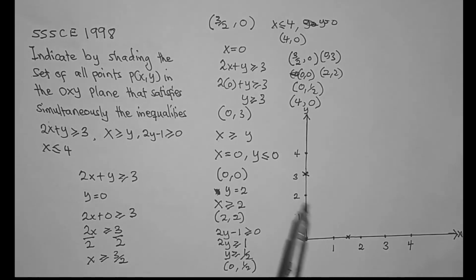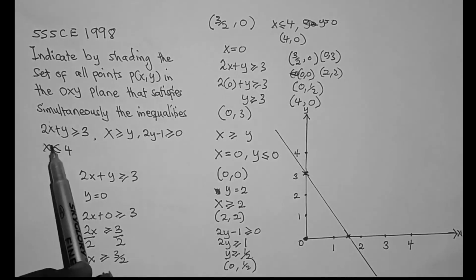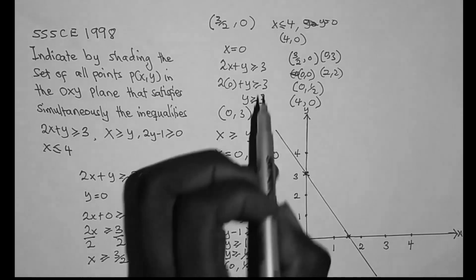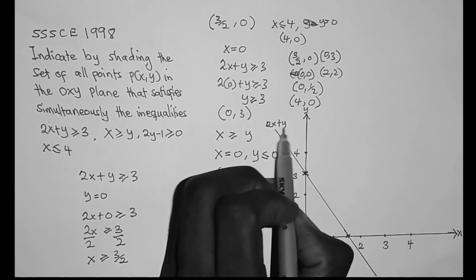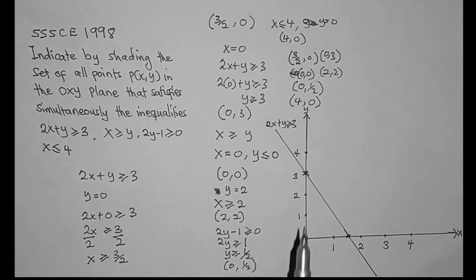Let's then join both points to form a straight line. And this line corresponds to the inequality 2x plus y is greater or equal to 3.